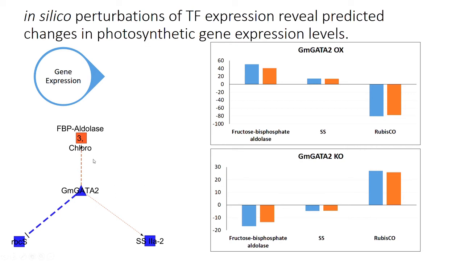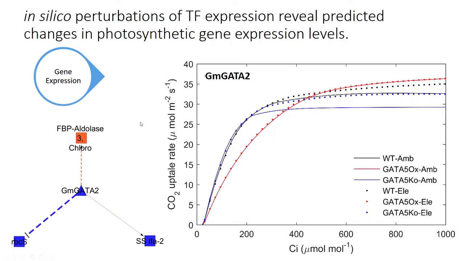and starch synthase 2. And what we can do with that is now we can perform in silico perturbations where we can overexpress or knock out the transcription factor and predict the changes in the expression level of its target genes. We then take these updated gene expression levels, feed it back into the integrated model, and so now we can make these macro level predictions of how crop physiology will change in response to this genetic perturbation.